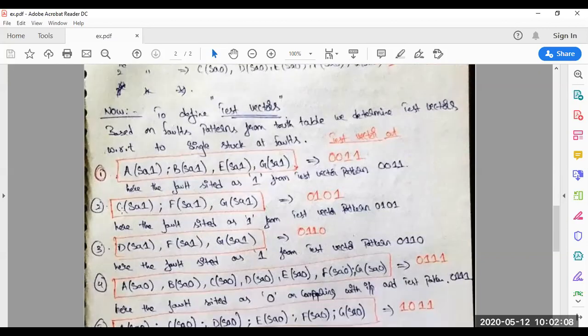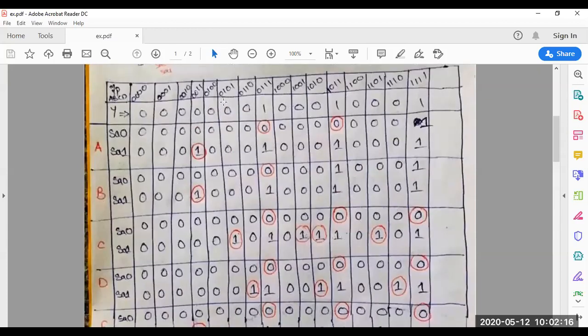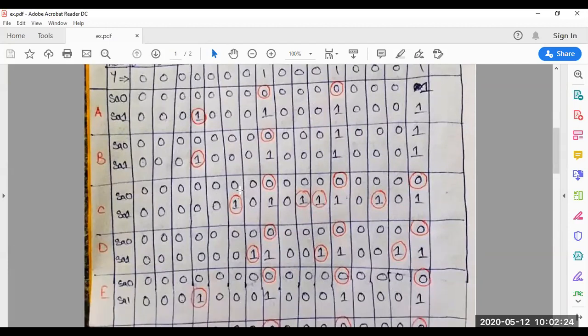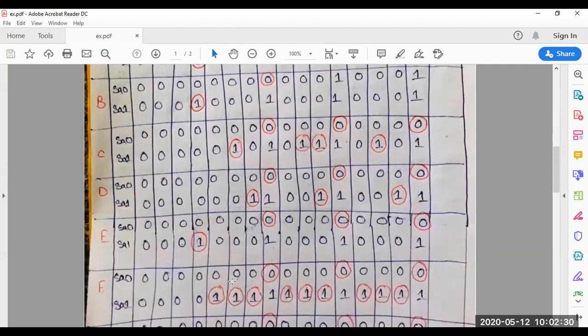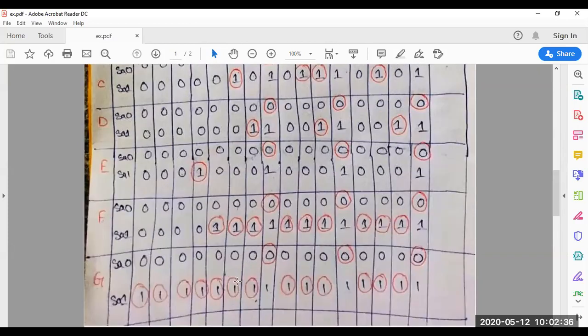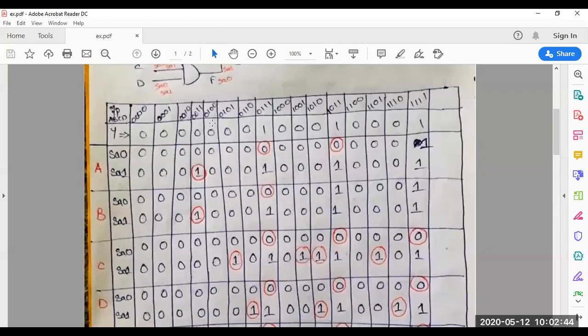The same thing I have with the second vector, 0, 1, 0, 1. For this vector, the faults to be noted are C stuck at 1, F stuck at 1, and G stuck at 1. The same faults can be noted within the same vector, so I can write the vector as 0, 1, 0, 1.